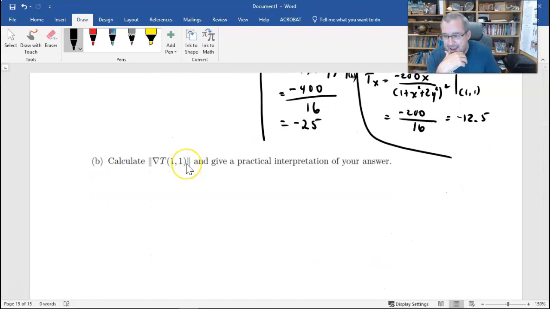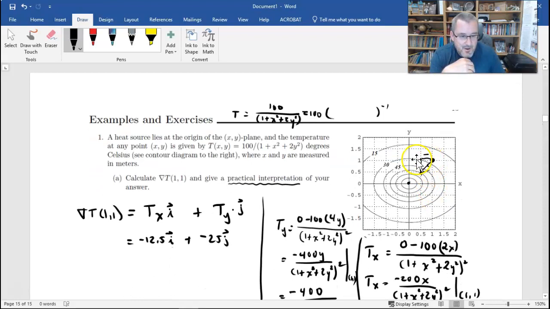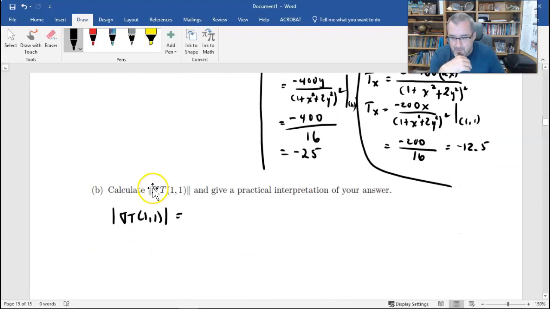All right, now the magnitude of that vector. The magnitude of that gradient vector at (1, 1) is just going to be the Pythagorean theorem again. Because look, you've got a right angle right there. Let me get my pen. And we just want the length of that vector. And so let's do it. The one leg squared plus the other leg squared.